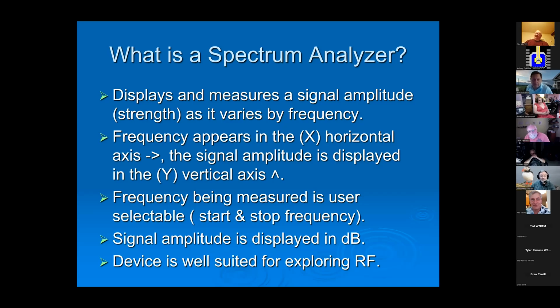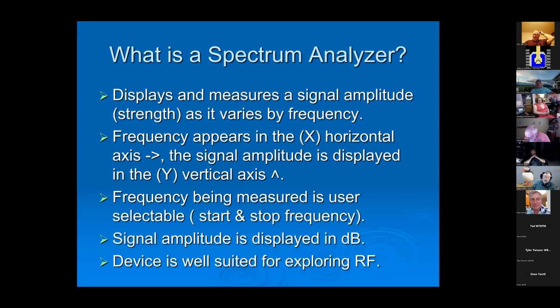Frequency appears on the x-axis. So the frequency that's being captured is going on the x-axis. Signal amplitude is displayed on the vertical axis, very, very similar to what goes on in an oscilloscope, but there's a major difference here. The frequency being measured is usually user selectable.